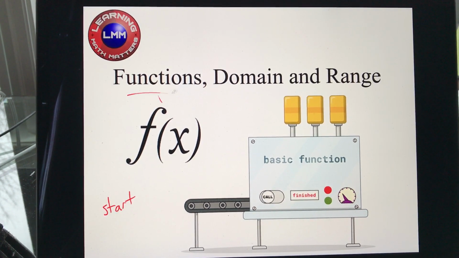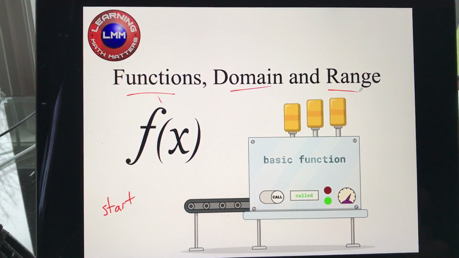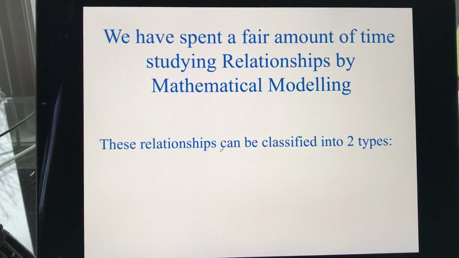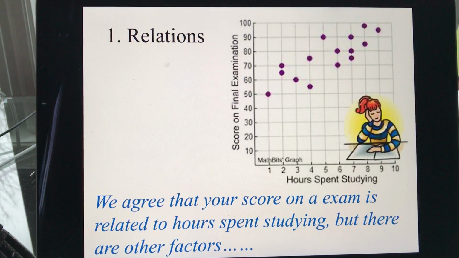So today we're talking about functions, domain, and range. Now we spend a fair amount of time studying relationships by mathematical modeling. That's the main technique that we use. These relationships can be classified basically into two types. There are things that we call relations. And the best example of that is your score on a final exam versus how many hours you spend studying.